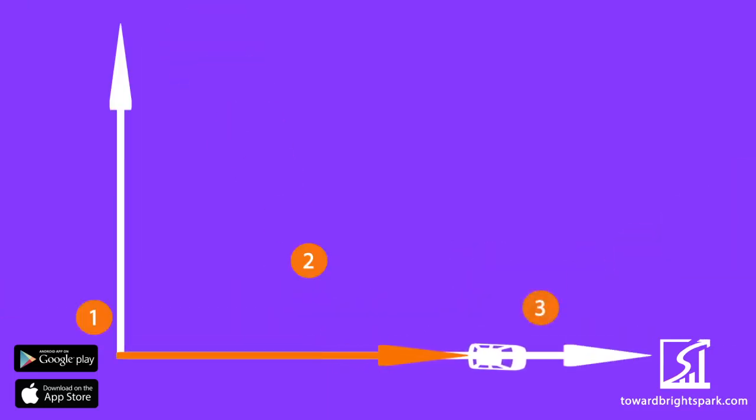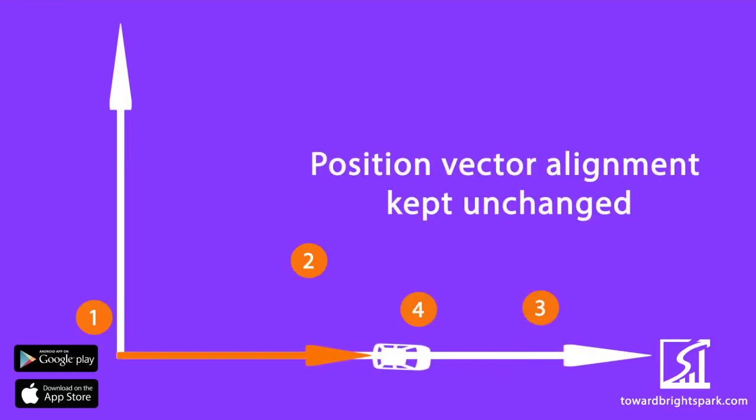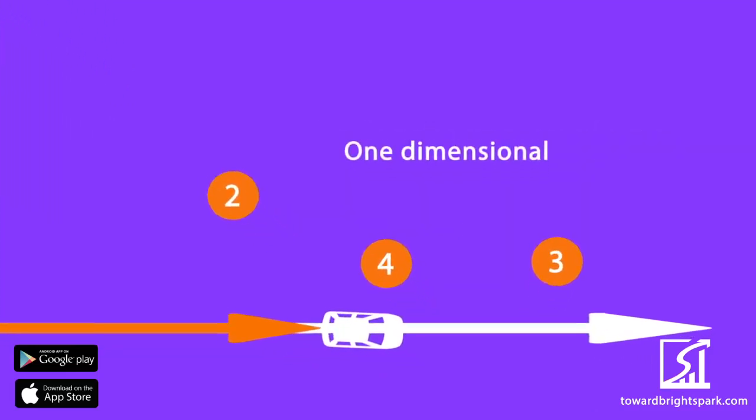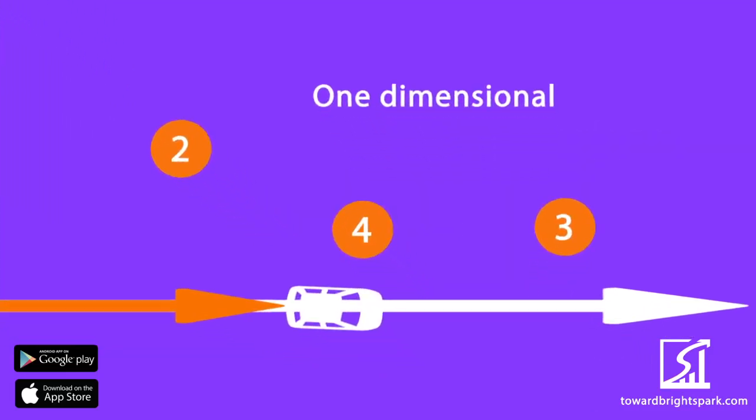Following the motion from point 3, the path is reversed, but the position vector alignment is kept unchanged. This means the body moves along a straight line. This motion is one-dimensional too.